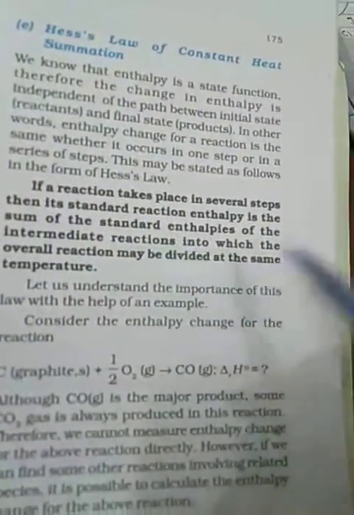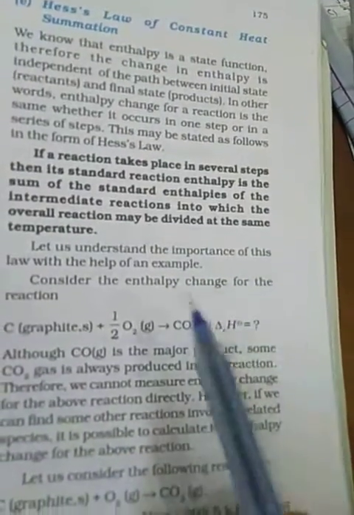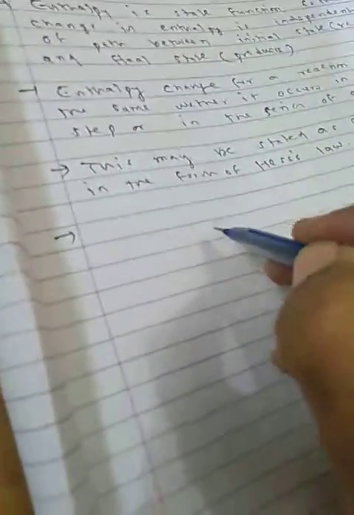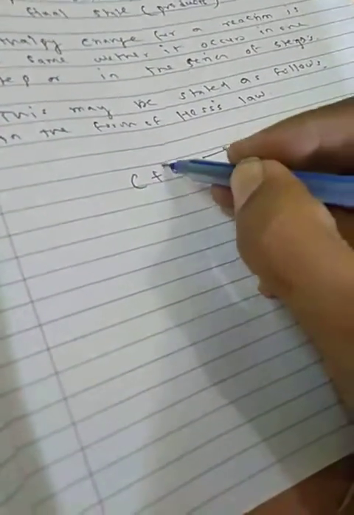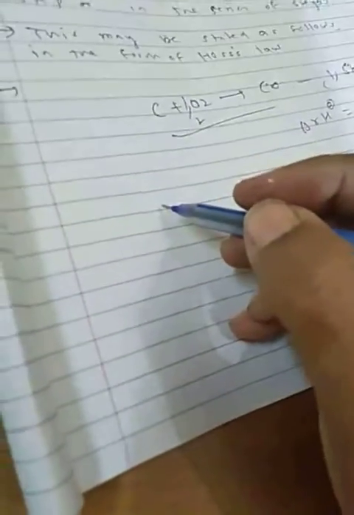This means if a reaction takes place in several steps, then its standard reaction enthalpy is the sum of the standard enthalpies of the intermediate reactions into which the overall reaction may be divided, at the same temperature. See, if I am producing CO from C plus half O2, this is direct, in one step, and the heat is delta H. Now I am showing you in two steps.